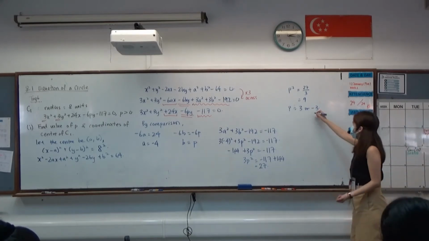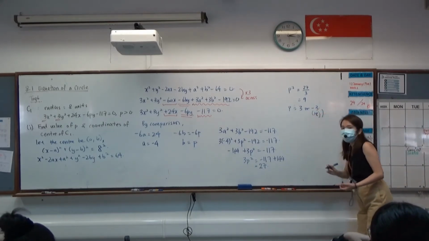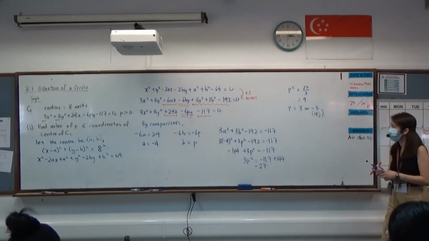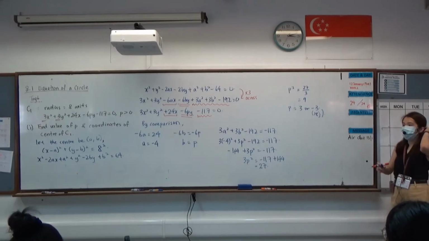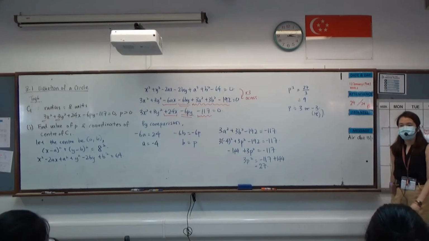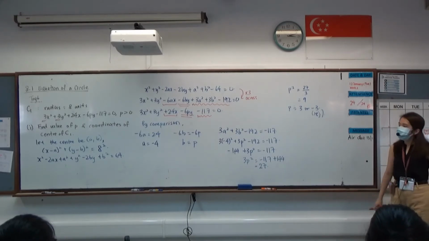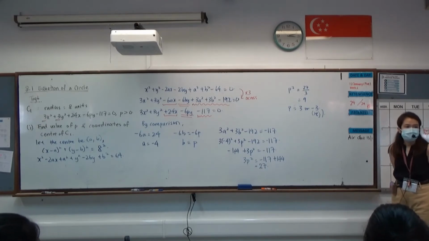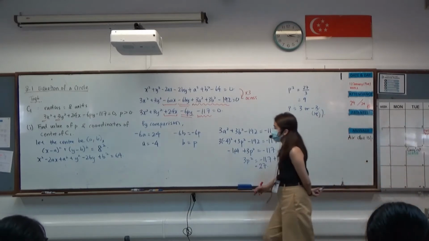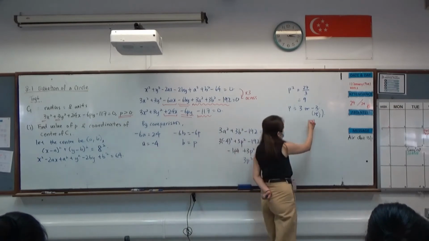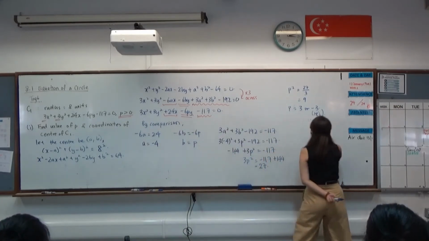We reject negative 3. But what's the reason for rejecting? Why should we reject negative 3 for P? Yes, Joseph? Katie, any idea? P is more than 0. Very good. Okay, so the question gave that P is more than 0, so we reject. So because P is more than 0.